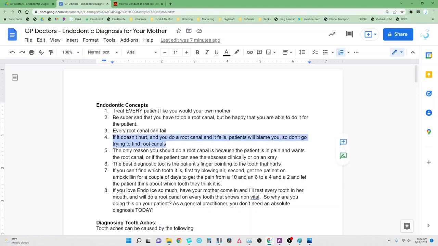If you are out there looking for root canals, especially on patients whose tooth doesn't hurt, there are basically three ways that you could be out there looking for root canals.